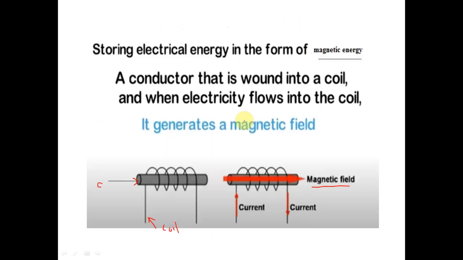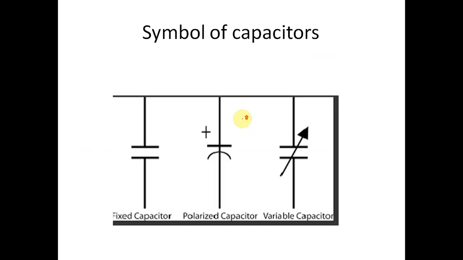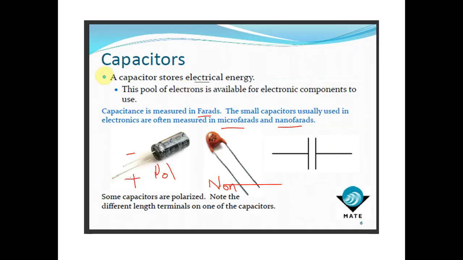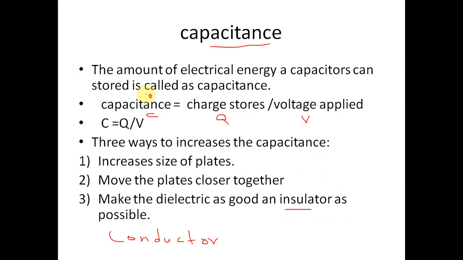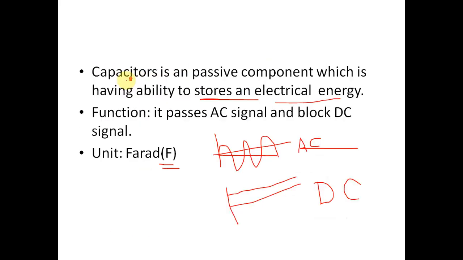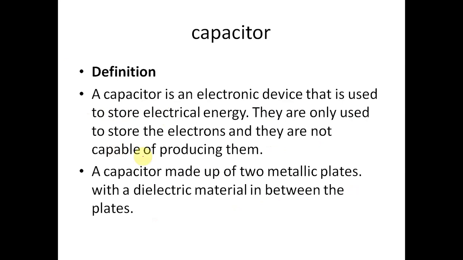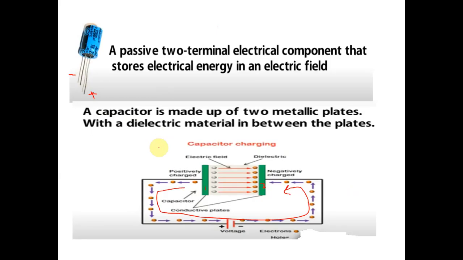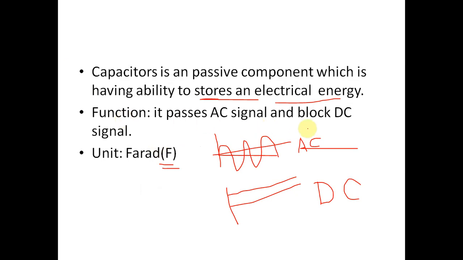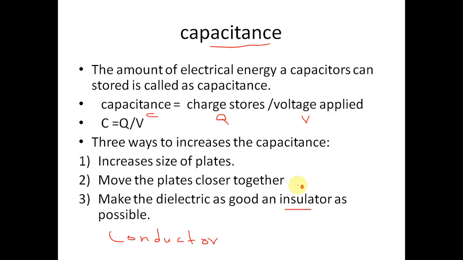What is the definition of capacitors? This is the definition of capacitors. Capacitor is a passive component which has the ability to store electrical energy. Again I repeat, this one is the definition of capacitor, or we can also write this definition. Both definitions have the same meaning. Capacitor is a passive component which has the ability to store electrical energy.